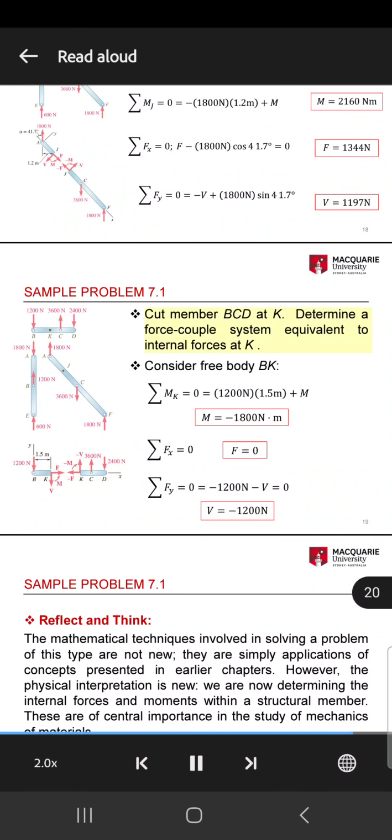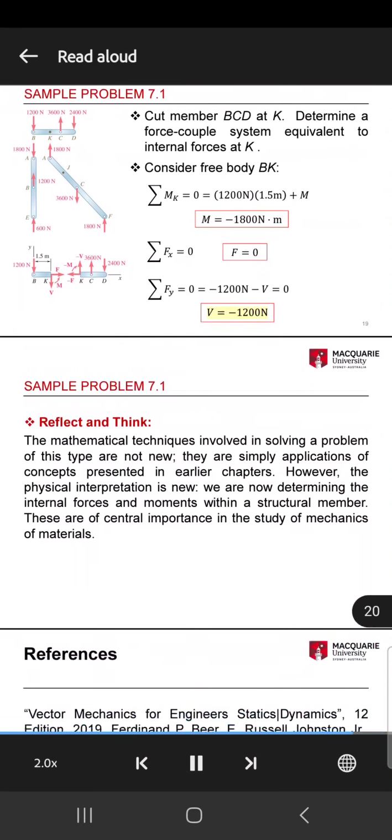Cut member BCD at K. Determine a force couple system equivalent to internal forces at K. Consider free body BK. M equals minus 1800 N·m. Free body diagrams of portions BK and DK of member BCD. P, V equals minus 1200 N.